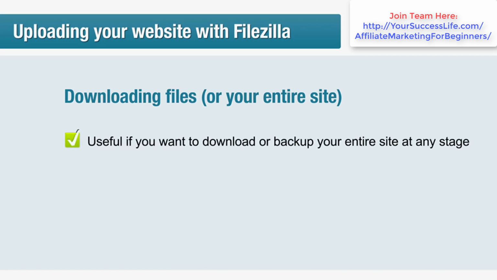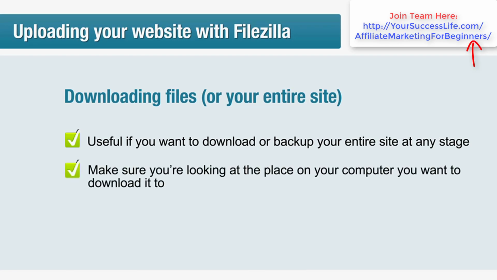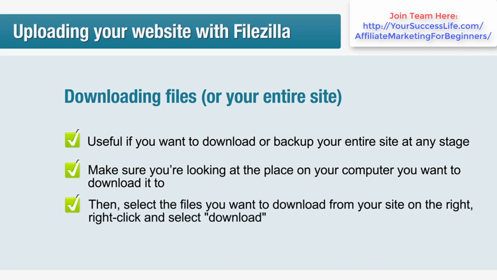Okay, downloading your files, or your entire site. If you want to download or back up your entire site at any stage, which is highly recommended, all you have to do is make sure you're looking at the place on your computer you want to download it to, in the left side, then select the files you want to download from your site on the right, right-click and select Download. Filezilla will download all the files and folders to your computer.